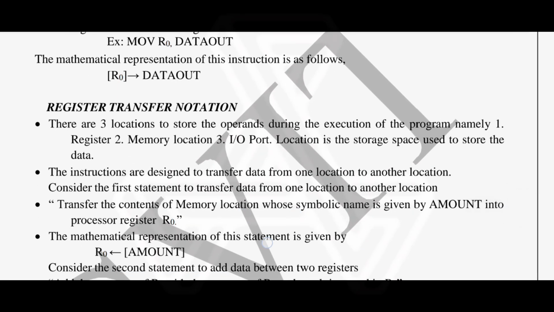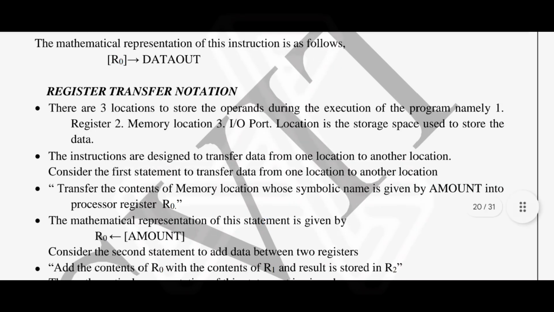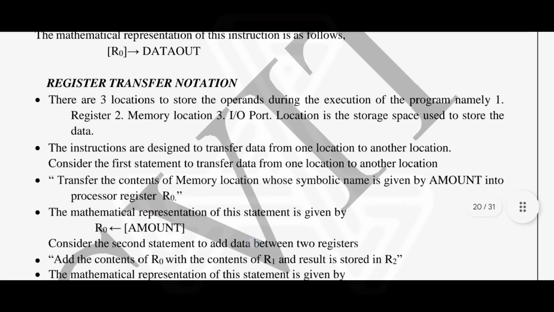Register transfer notation. There are three locations to store the operands during the execution of the program, namely register, memory location, and IO port. A location is storage space used to store the data. Instructions are designed to transfer data from one location to another location.